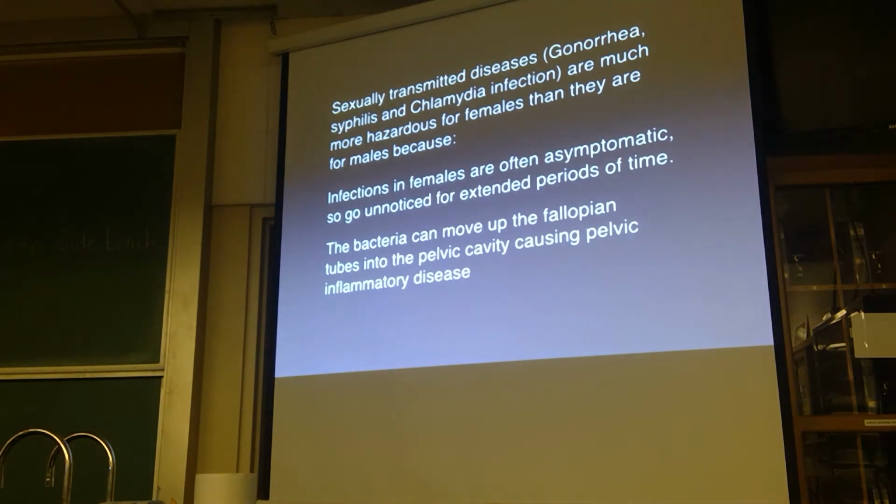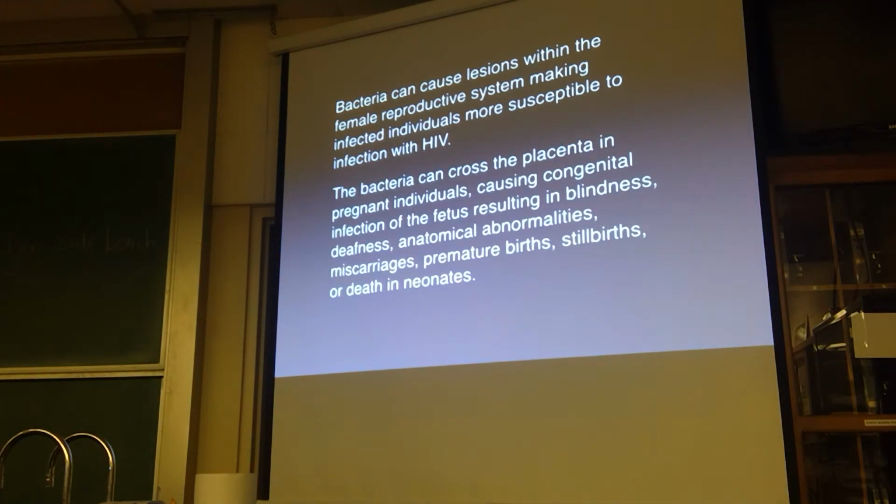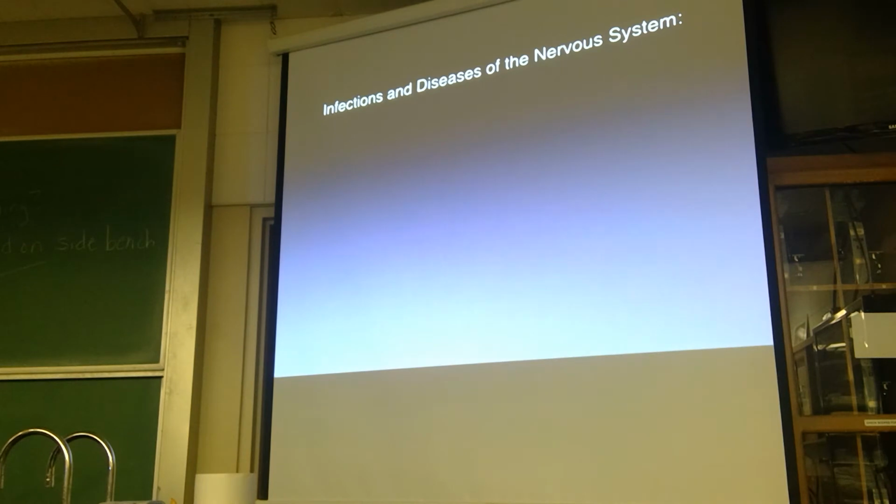In females, again, they can move up the fallopian tube, they can cause pelvic inflammatory disease, they can cause sterility, they can cause lesions that make people more susceptible to HIV infection, which is deadly. We're going to be watching a film about HIV this evening, about HIV epidemiology. And again, they can cross the placenta and cause infection in a developing fetus. So they can cause blindness, deafness, anatomical abnormalities, stillbirth in the worst of cases.